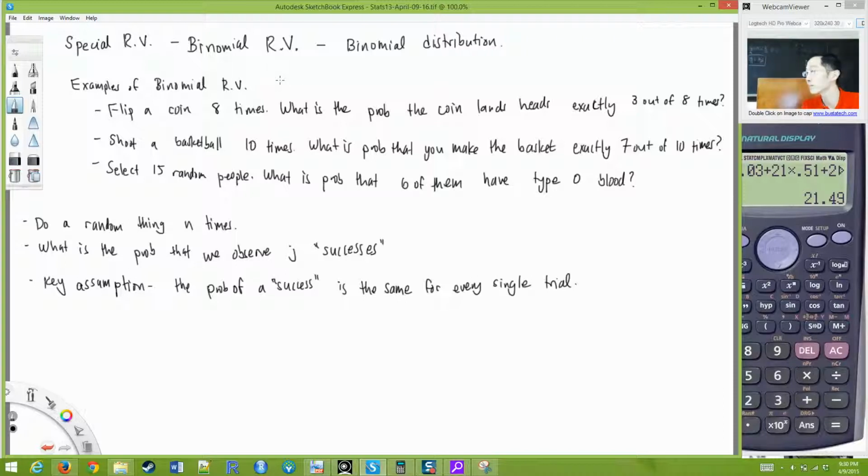So if I'm the one shooting the basket every single time, then as long as your probability is the same, it counts. Now if you were some guru whose skill improves as you shoot more baskets, then it's no longer a binomial random variable. The key assumption is that the probability of a success is the same for every single trial. If that holds true, and you're doing this random thing n times and you want to know the probability of getting j successes, then it's a binomial random variable. So with shooting a basketball, as long as the probability of making a basket is the same all 10 times, it's still a binomial thing.